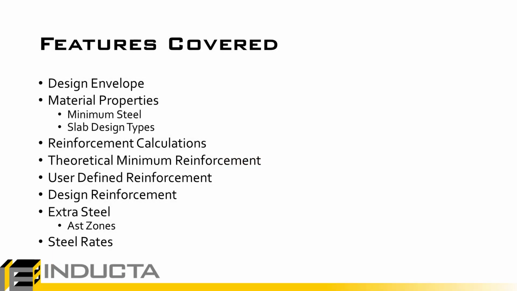The features that we will cover are the design envelope, so the load combinations we design reinforcement for, the material properties as they relate to the reinforcement design, and the reinforcement calculations. We'll talk about the various terms that we use when we talk about reinforcement in SLB: the theoretical minimum, the user-defined reinforcement, and the design reinforcement. Then we'll look at extra steel and design extra steel using Ast Zones, and then at the steel rates, so how efficient our design is.